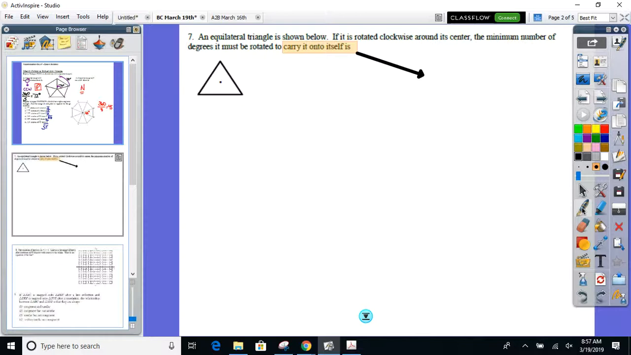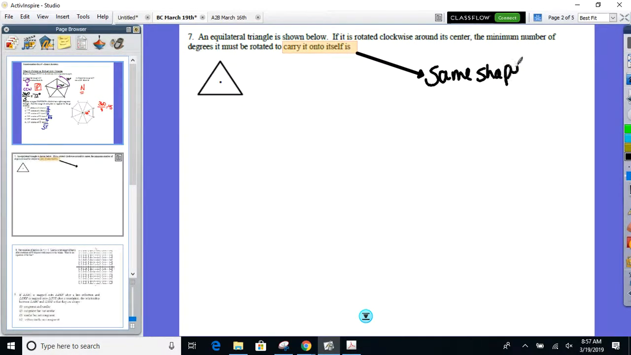Well, I don't want 360. That would be 360, right? I want the minimum. 360 would be correct, but I'm looking for the minimum number. There's actually a smaller amount of degrees. Carry it onto itself gets me another equilateral triangle, same shape, same size. Now, many of you may be saying to yourself, well, same shape, same size, I can do 1 degree and it's still the same shape, same size. Same position.